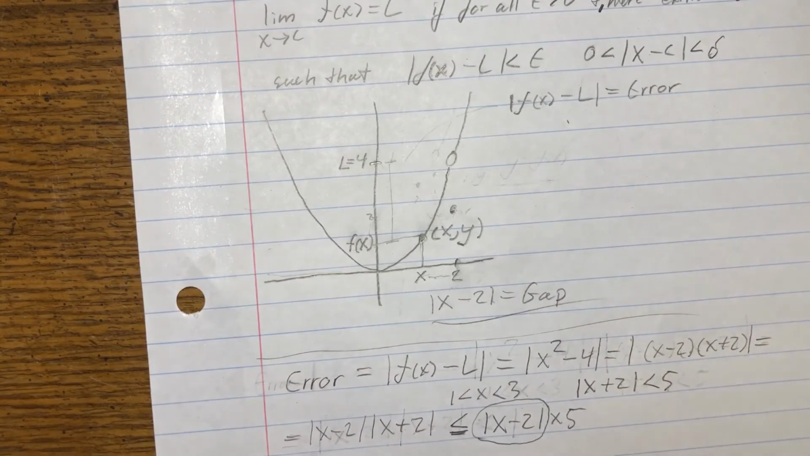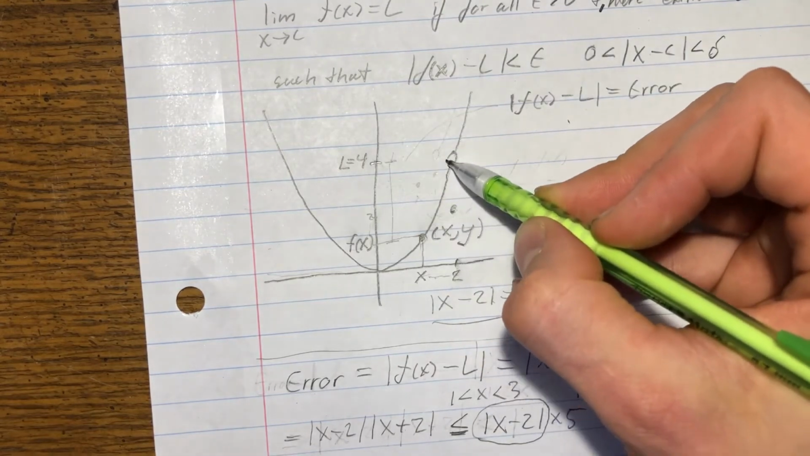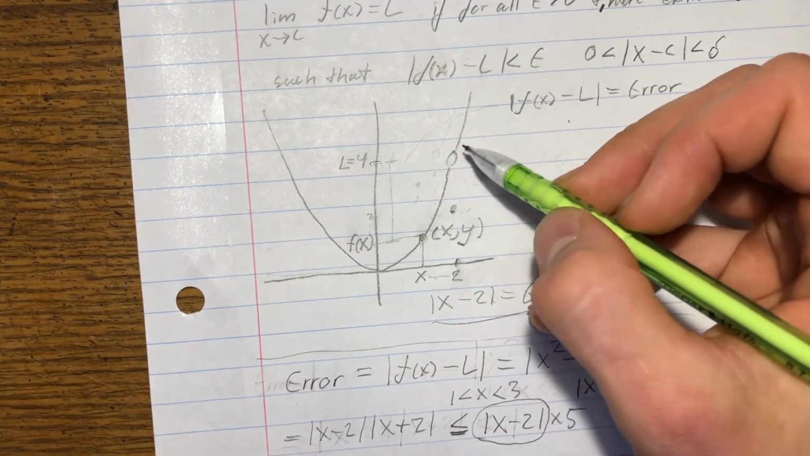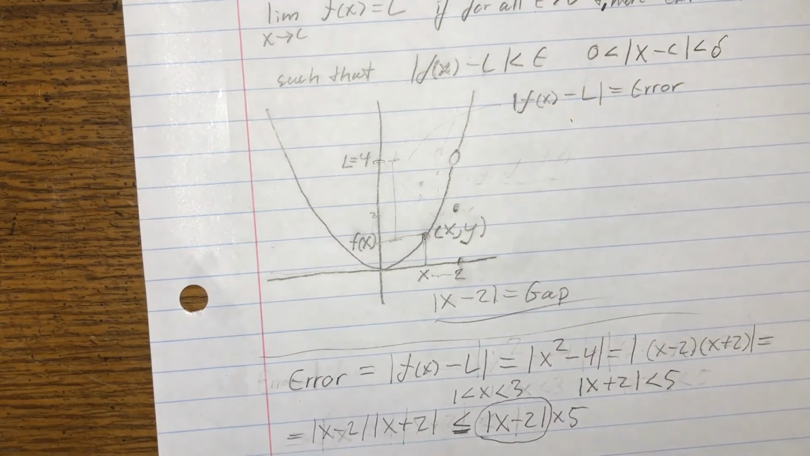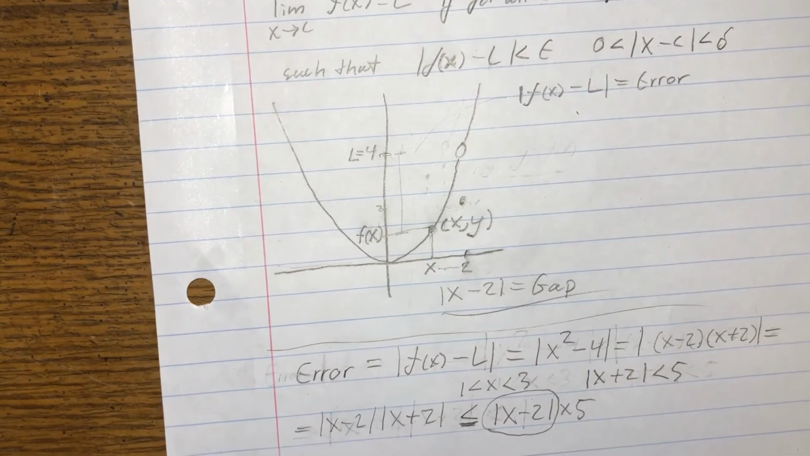That means that if the gap is, say, 0.5, then the error could be 2.5. Or if the gap is 0.1, then the error is no more than 0.5. And if we reduce the gap going all the way down towards 0, say it's 0.001, then the distance from the limit is no more than 0.005, which then as the gap goes to 0, the error goes to 0.